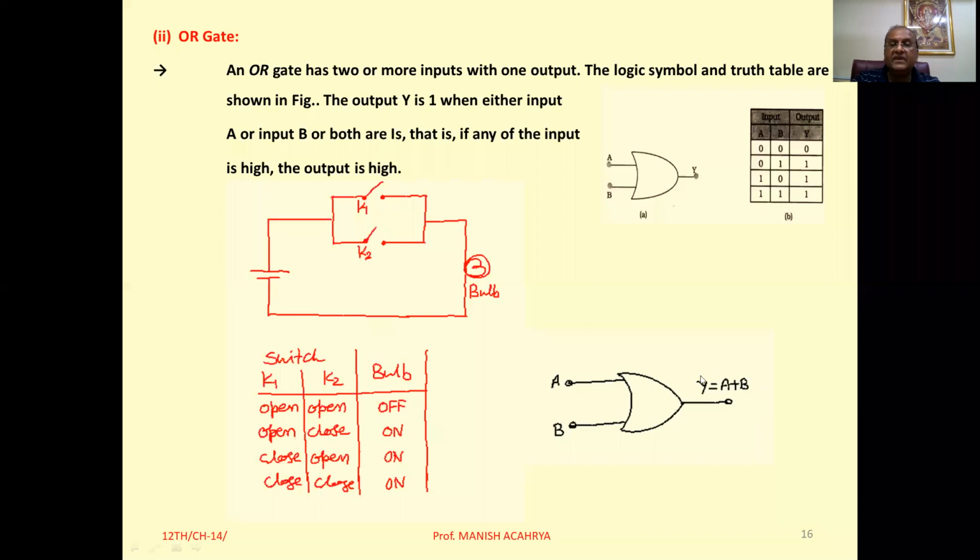And see, in equation, the working is written as output Y, that is, symbolically it is written as A plus B, and is read as output Y equal to A or B.